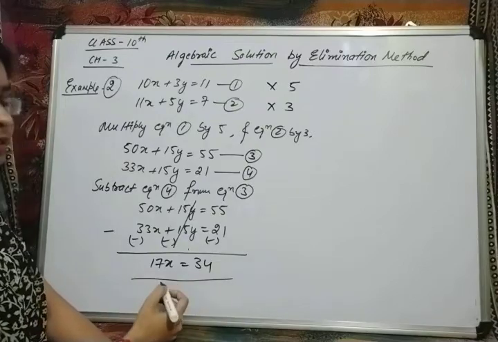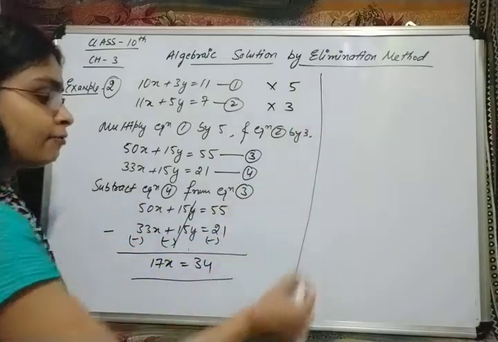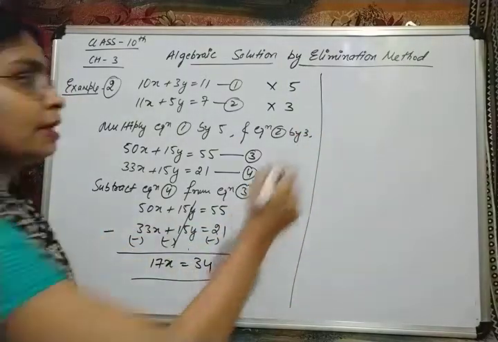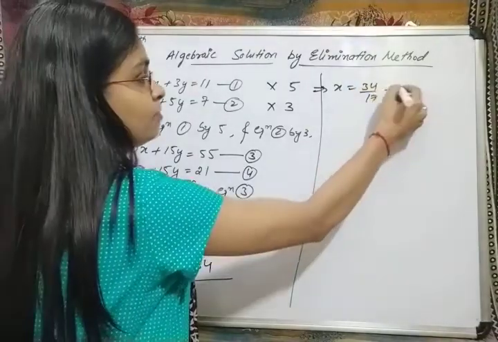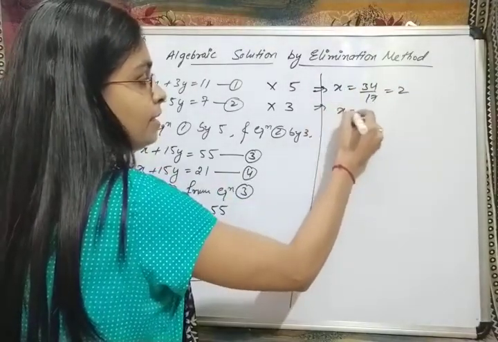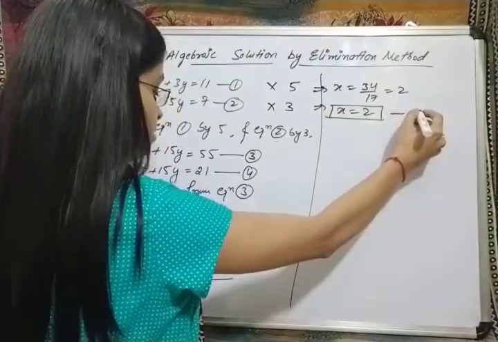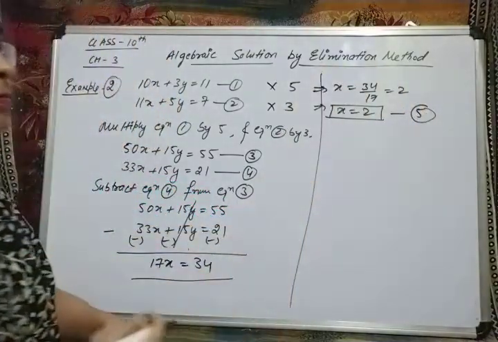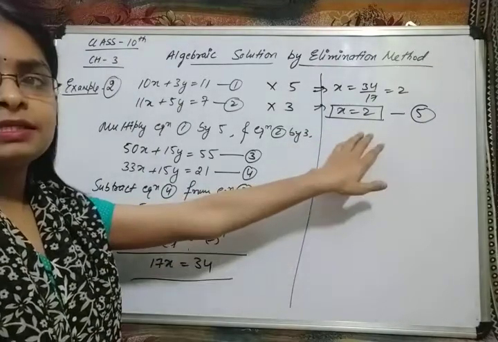So from here we are getting the equation 17x is equal to 34, which is in one variable. And from here we can find the value of the x, that is x is equal to 34 by 17, which is equal to 2. So we are getting x is equal to 2. This is our fifth equation. Okay, so we have got the value of the x variable. How much? That is 2.